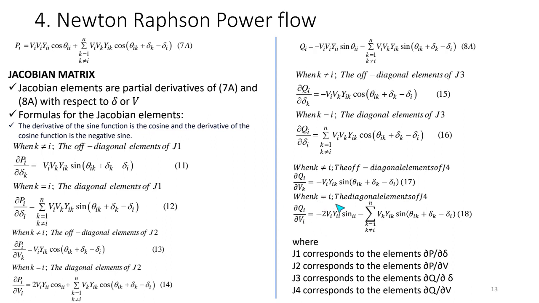And the last Jacobian element, when k is equal to i, is the diagonal element of J4, for which we need the partial derivative of 8a with respect to Vi. And the Vi becomes 1. So this Vi is Vi squared, and this Vi squared becomes minus 2 Vi Yii times sine theta ii.